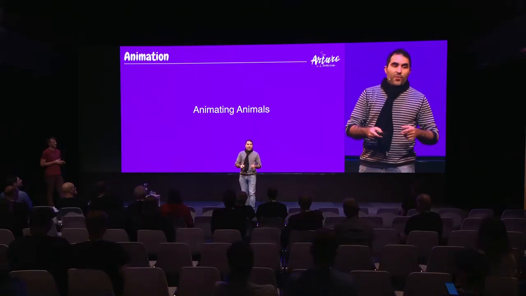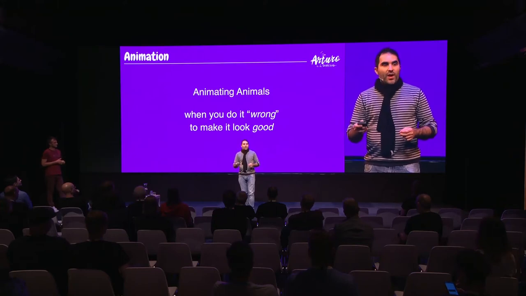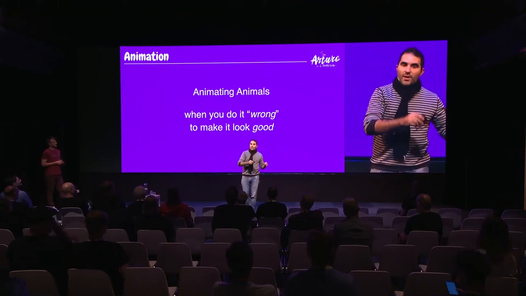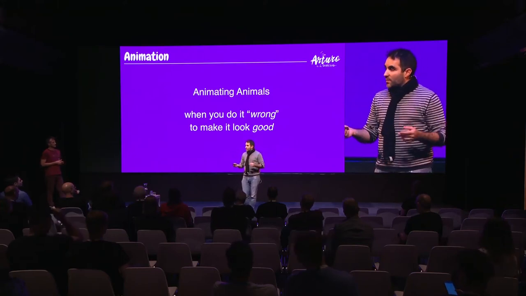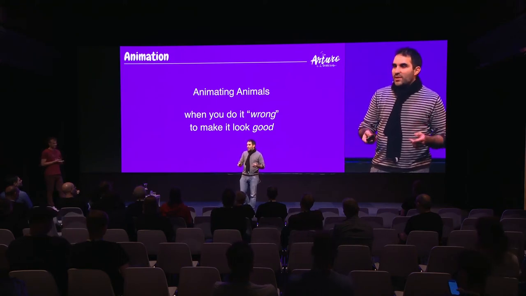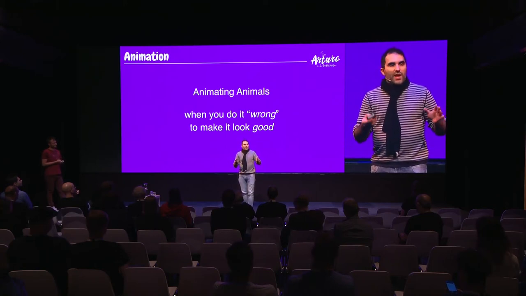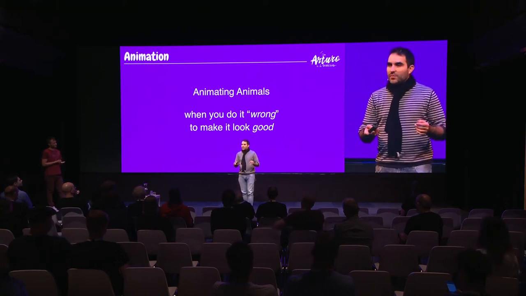Then I had to animate La Gaviota, the seagull. And one of the things I'm learning right now, because I'm an animation mentor, is when we take an animal and we have to animate it in the wrong way to make it look good, because lots of animals have a very weird way to move and to walk. And if you do it realistically for the audience, it's going to look off. It's going to look like, okay, this is fake, this is 3D. So you have to do it in a kind of wrong way to make it look natural.